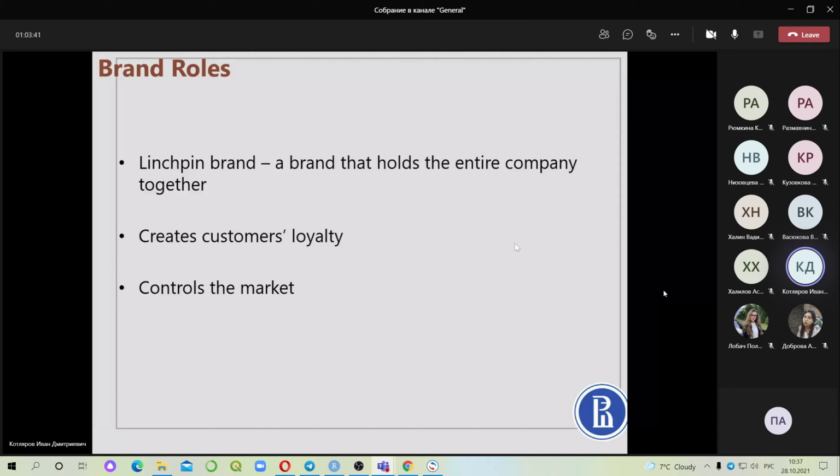So, linchpin brand is somehow connected with a strategic one. In many cases, yes, absolutely correct. Ladies and gentlemen, we should not be scared, so to say, to assign different roles to the same brand. Linchpin brand may well be a strategic brand. Why not? It is absolutely possible.